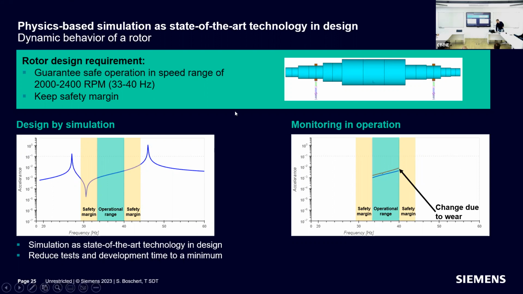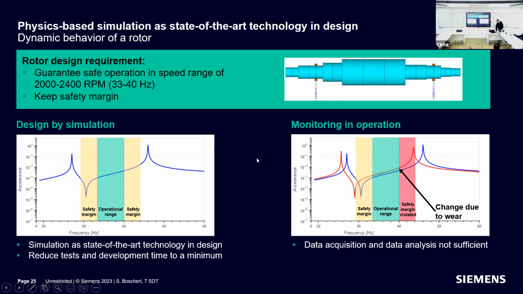But if you now use the full model, you see, okay, it's not only that it's shifted a little bit upwards, the resonances have also moved into the operating range here. That's something you cannot extract from the data. Because if you extract it from the data, your motor is broken. So this is an example where you need a physical model, a physics-based model, to analyze the operation.